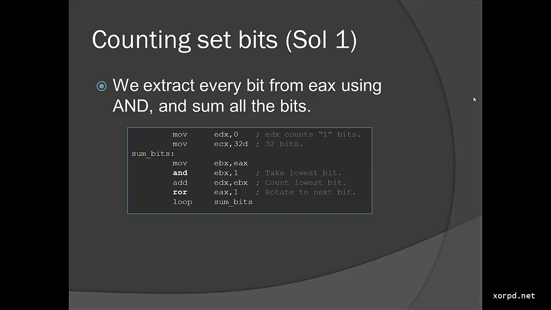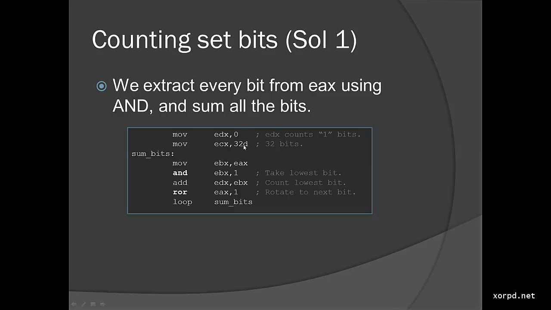An example for a solution. We extract every bit from EAX using the AND instruction, and then we sum all the bits. Because bits are only zeros and ones, we can just sum them and then get the amount of bits. In the beginning, we initialize EDX to be 0, and EDX is going to count the amount of 1 bits. And then we move 32 in decimal into ECX. ECX is going to be some kind of a counter, and because we have exactly 32 bits, putting in 32 is a good idea.